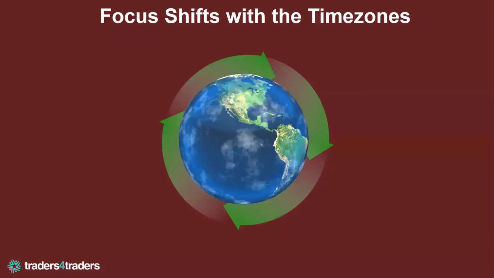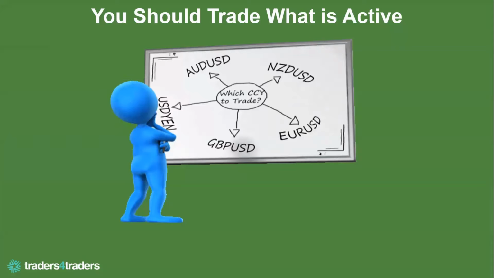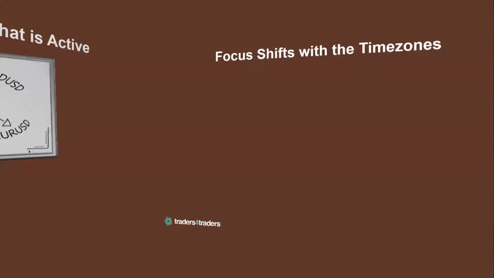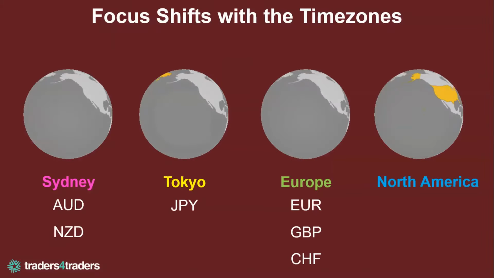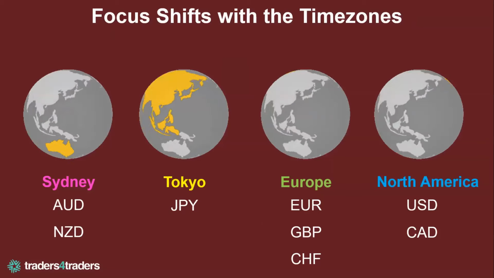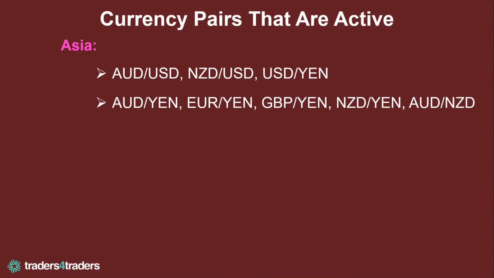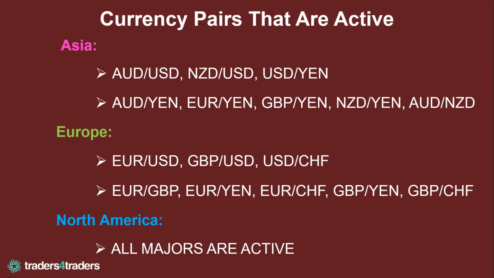So this is the key thing. The focus shifts with the time zones. That means you should trade what is active. What time zone is active is very important to what you should be trading. In the Sydney session, the Aussie and Kiwi; the Tokyo session, the yen; Europe, euro, sterling, and Swiss; and the North American session, the US dollar and the Canadian dollar. So the currency pairs that are active, the Asian session, of course, you've got the Aussie, Kiwi, and yen, the yen crosses in particular. The European session, you've got the Euro, Sterling, and Swiss, and the major European crosses. The North American session, well, there's no point really focusing on the crosses because all the majors are active.